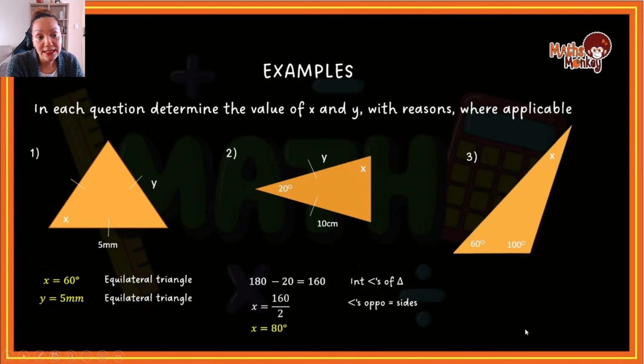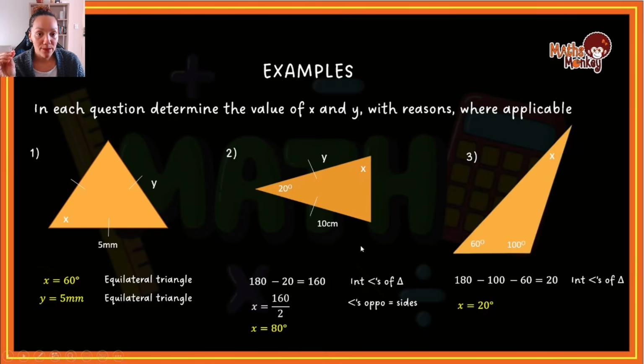If I look at this, I can see this is a scalene triangle, right? Because none of the sides are marked as equal. And in this case, I know that the angles must add up to 180, right? So I will go 180 minus the 100 minus the 60, and that means it's equal to 20. So the reasoning there is interior angles of a triangle. So x is therefore equal to 20.